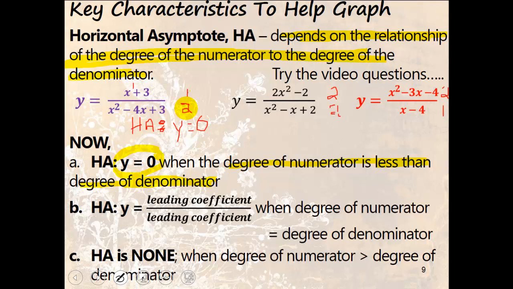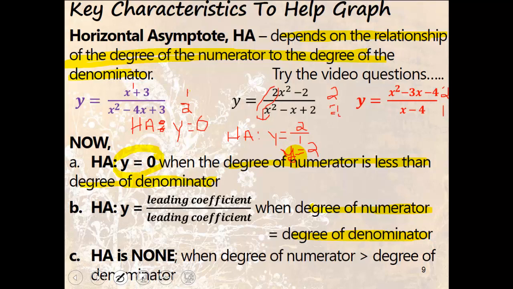If the degree of the numerator is exactly the same as the degree of the denominator, then you're going to look at the leading coefficients. Remember, your leading coefficients are the numbers in front of your highest degree. So this would be 2 over 1, and that's what your horizontal asymptote is going to be: y equals 2 over 1, or y equals 2.